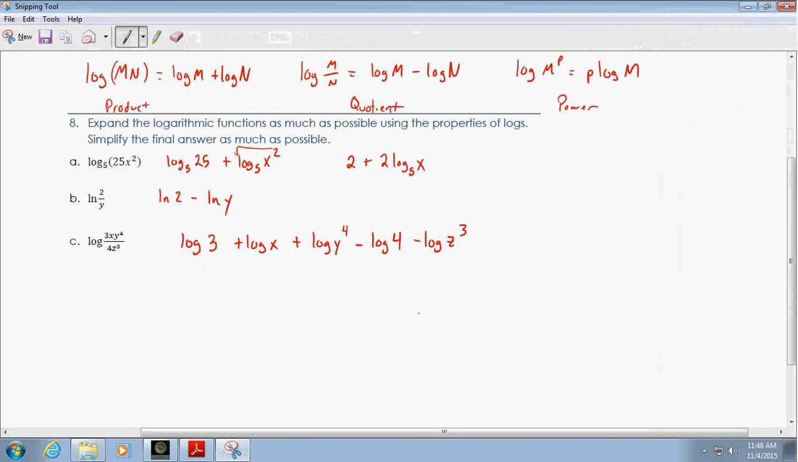Now I've got to use the power rule for the last step. So log 3 plus log x, bring the 4 out front, so plus 4 log y, minus log 4, bring the 3 out front, minus 3 log z. So that's one that looks complicated, but it's really not too bad, as long as you remember that anything on the top is added and anything on the bottom is subtracted, okay?